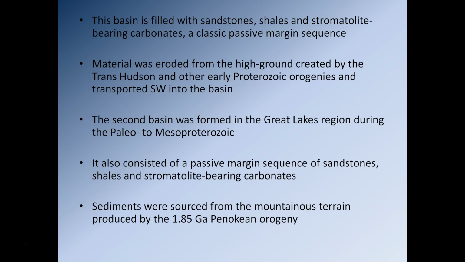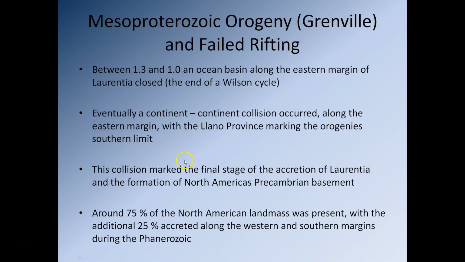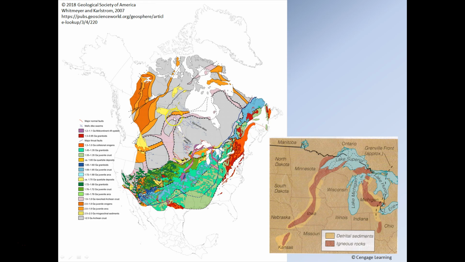So in terms of the sediments that were going into this basin, well, materials being eroded from the high ground created by the Trans-Hudson and other Proterozoic orogenies, and then that material is transported in a southwesterly direction into the basin. So if you remember, this is the Trans-Hudson orogeny here, here, and here, essentially this Y-shaped feature, and the basin itself is going to open up around here, and so sediment's going to be eroded from the high ground here and deposited into the basin around here.